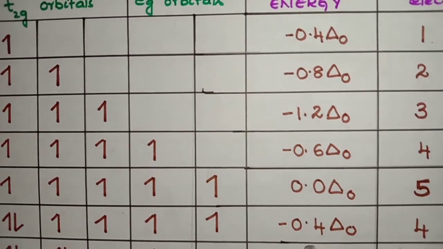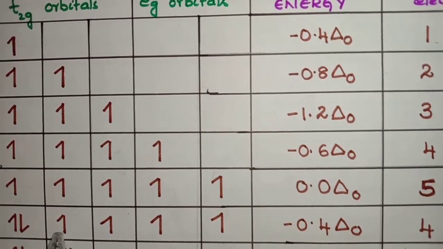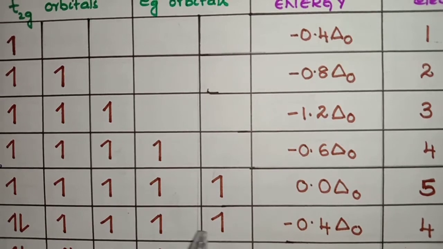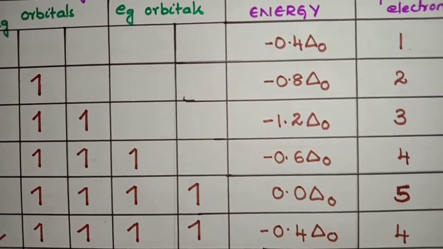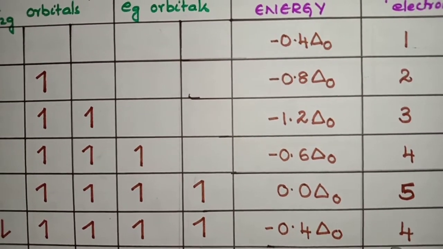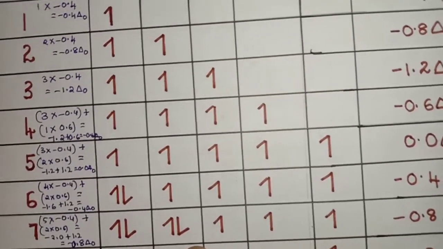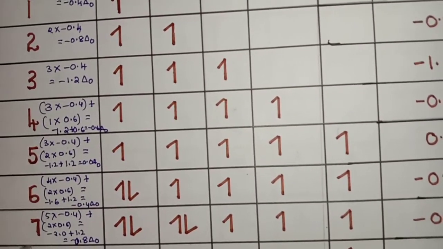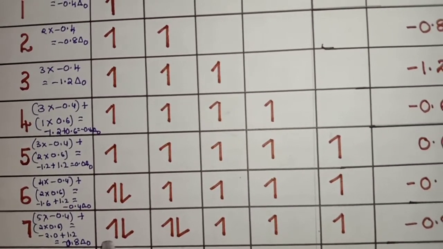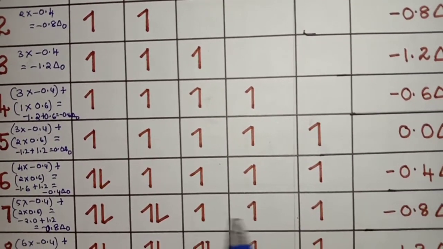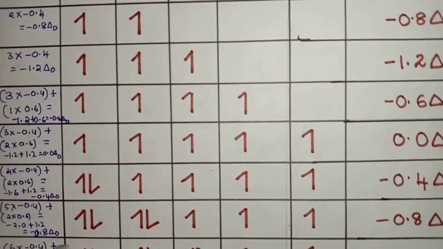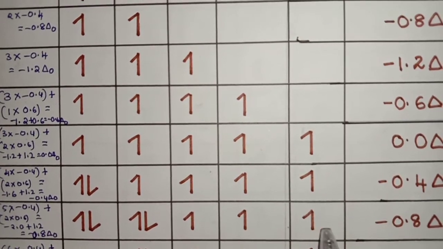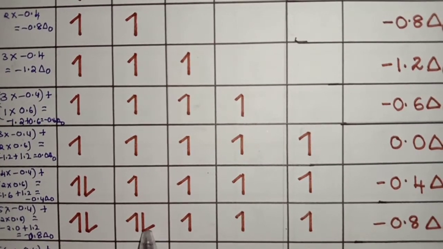Okay, next, total number of unpaired electrons: 1, 2, 3 and 4. So 4 unpaired electrons. Clear students? Next, coming to the next point, number of electrons in d orbital. If it is 7, first electron, second electron, third, fourth, fifth, first, second, third, fourth, fifth, sixth and seventh.